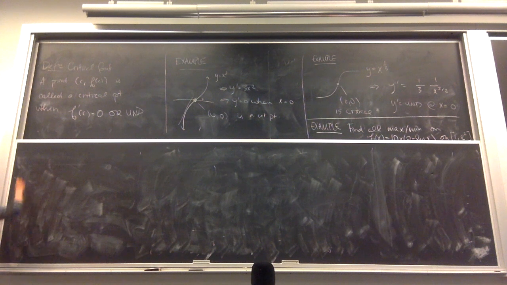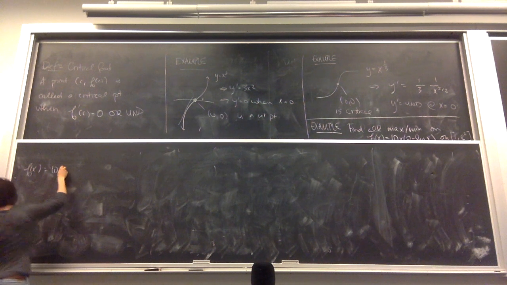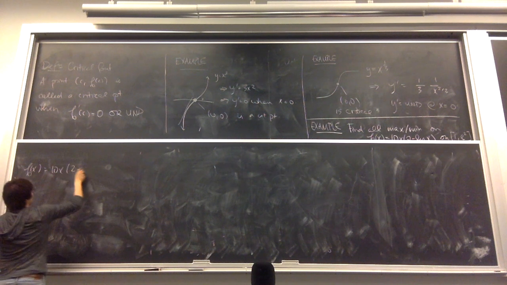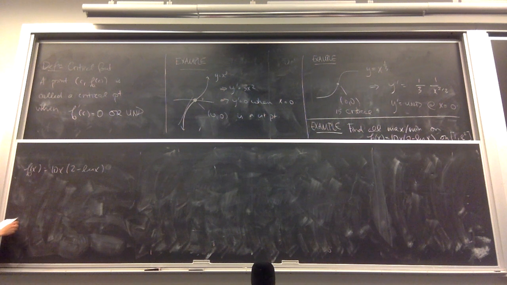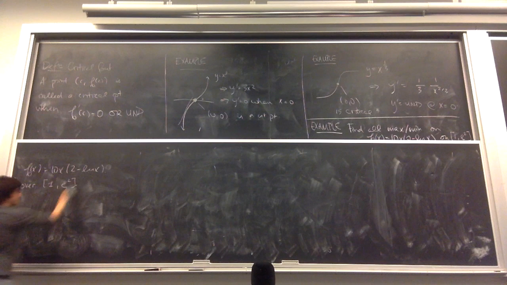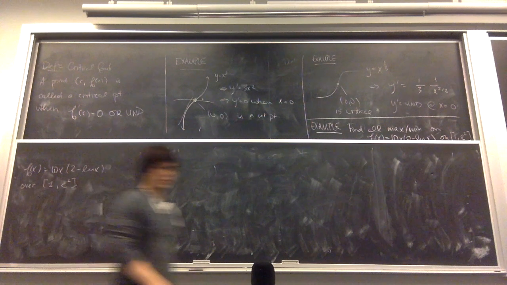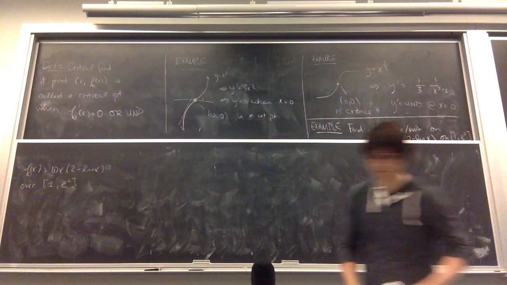Okay, so here's our function, right? f of x is equal to 10x times (2 minus ln of x). Let's take a look at this. What's the domain? We want this over the interval 1 to e squared. So what can you tell me about this function?